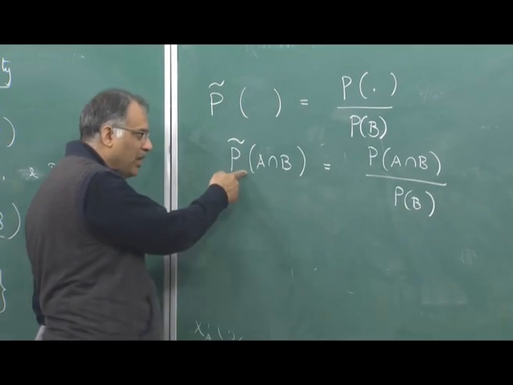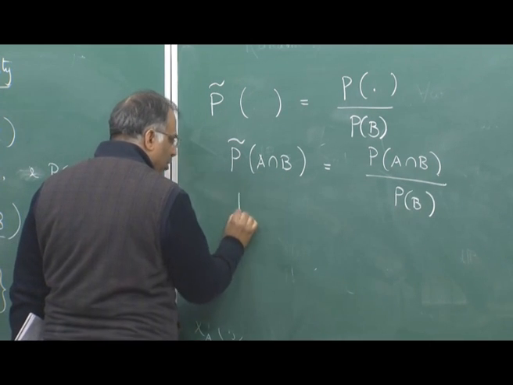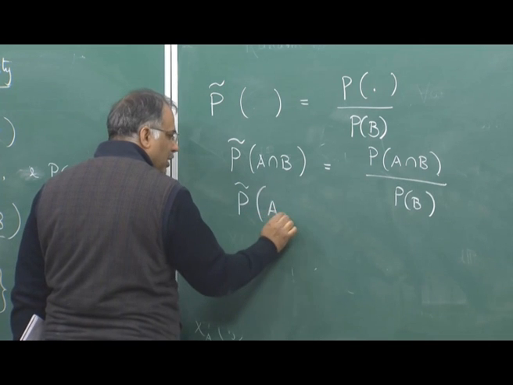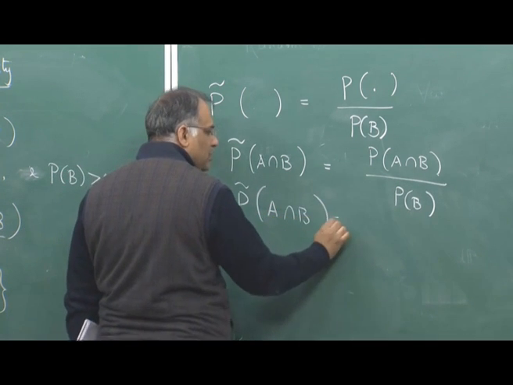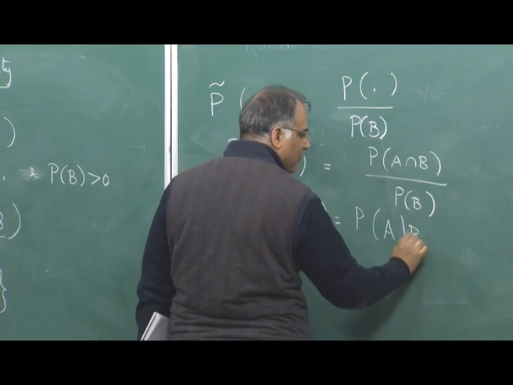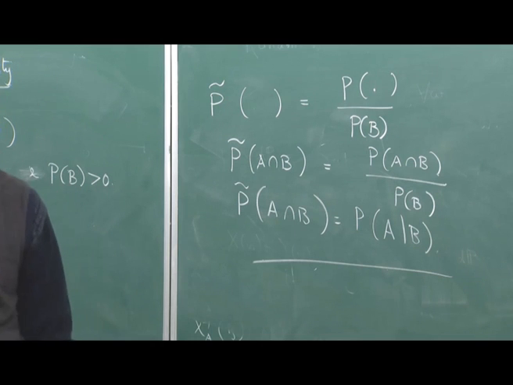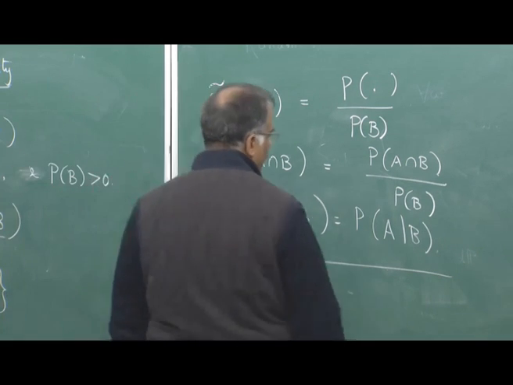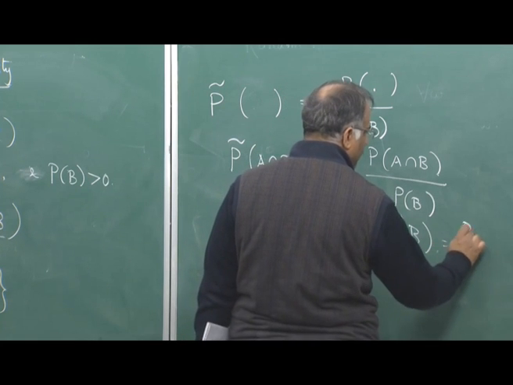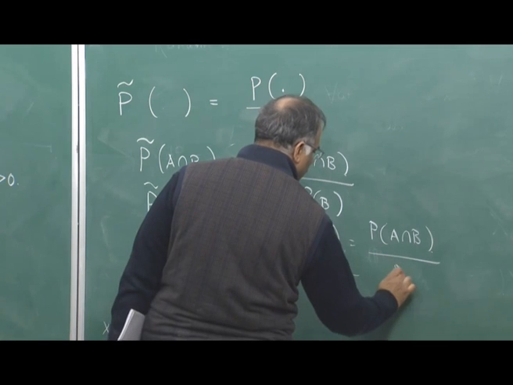And we mathematicians define that P tilde of A intersection B is also said to be the probability of A given B. And that is essentially the meaning of conditional probability. So this is nothing but P of A intersection B by P of B.